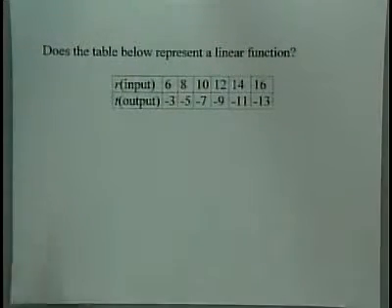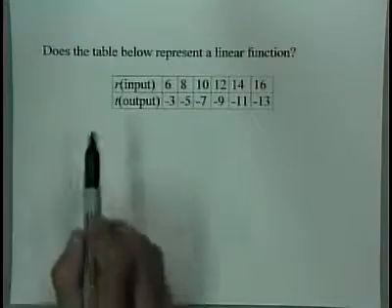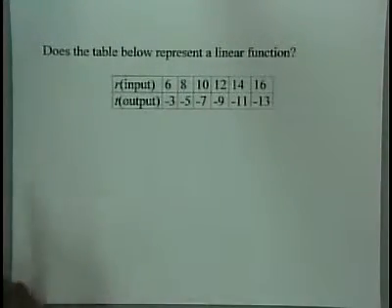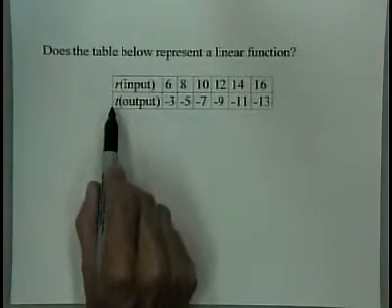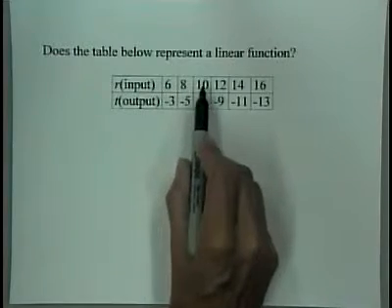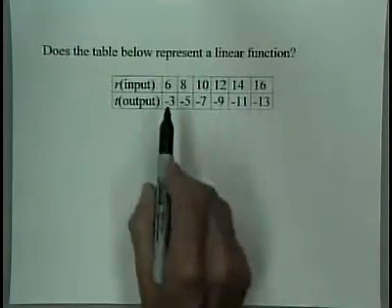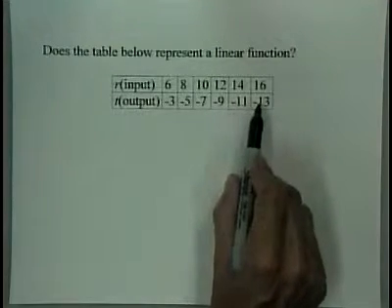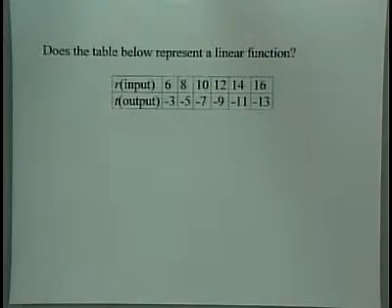What we want to determine is if the table below represents a linear function, and what we see is R, an input. Remember, the top row of the table is an independent variable, and T, an output. Our inputs are 6, 8, 10, 12, 14, and 16. Outputs -3, -5, -7, -9, -11, and -13.